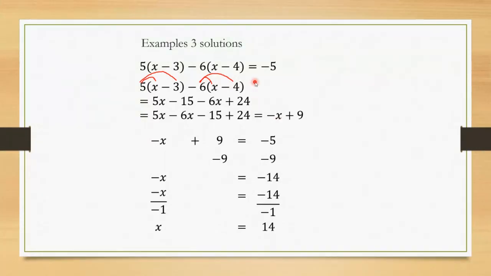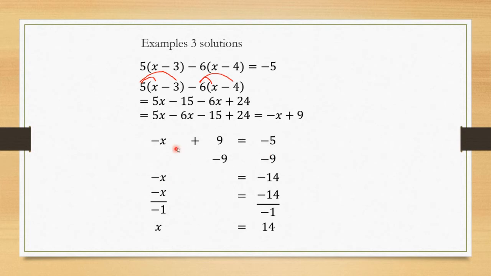Now that was just the left-hand side. For the right-hand side, we have minus 5. So we get minus x plus 9 equals minus 5. So now we have this equation to solve. And again, this one's a lot easier, and it's equivalent to this one, because we used the manipulations that we were allowed to use.